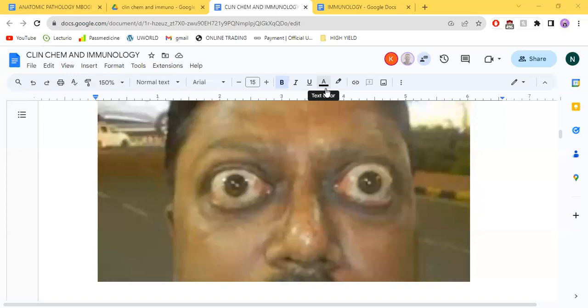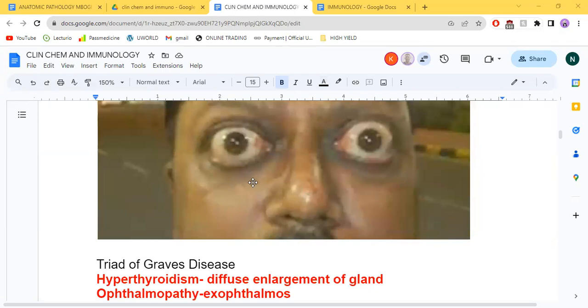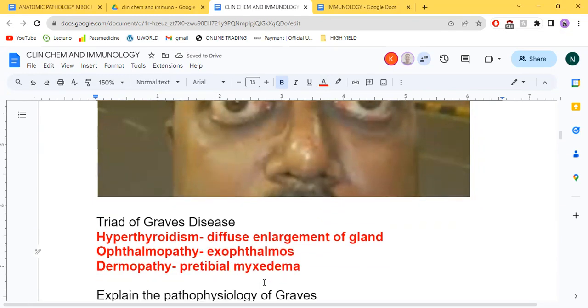And so what are the other characteristics of Graves' disease? We know that it's a hyperthyroidism. Goiter, yes. Thank you guys. So there's a classical triad of Graves: hyperthyroidism, which causes enlargement of the gland leading to goiter; then ophthalmopathy, which causes this exophthalmos; and then dermopathy, which causes pretibial myxedema. So it's an endogenous hyperthyroidism.